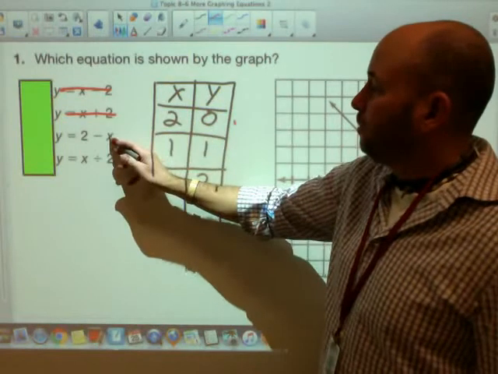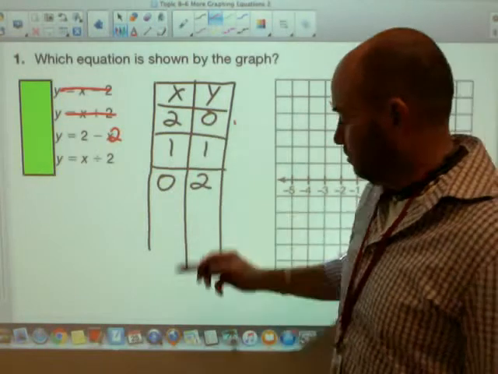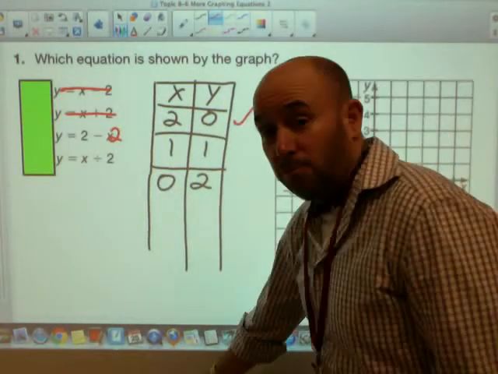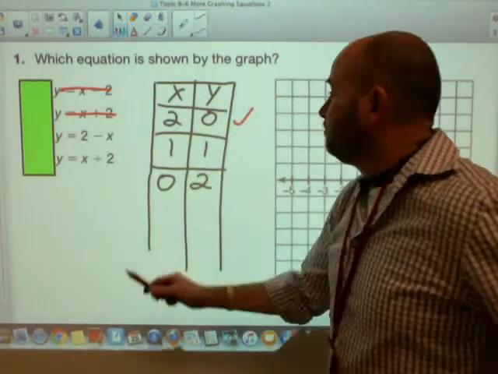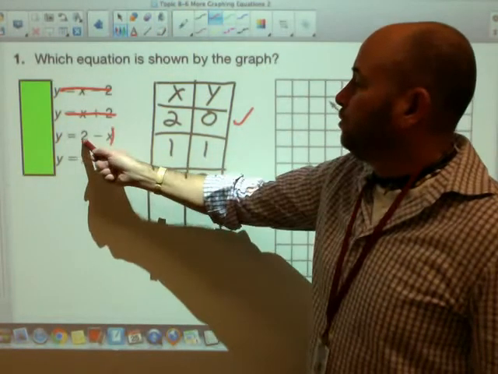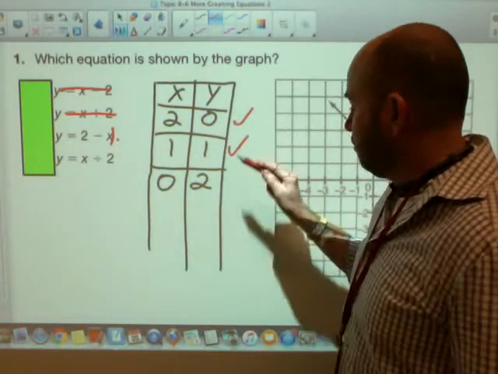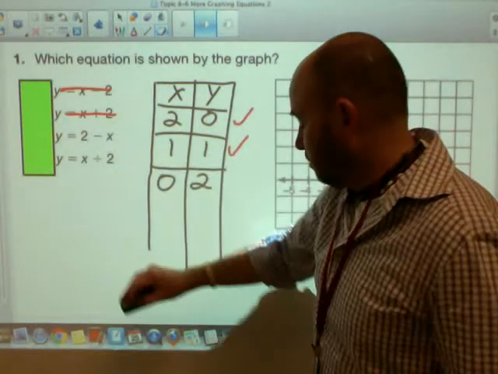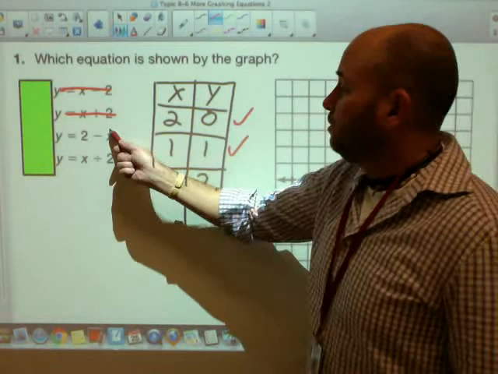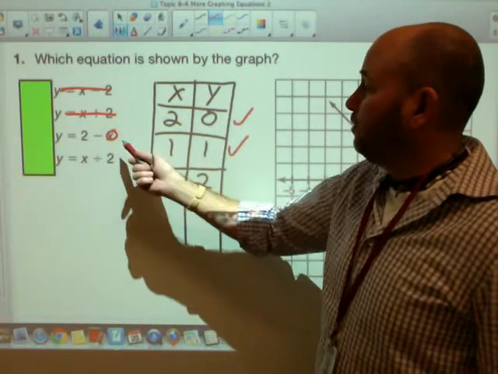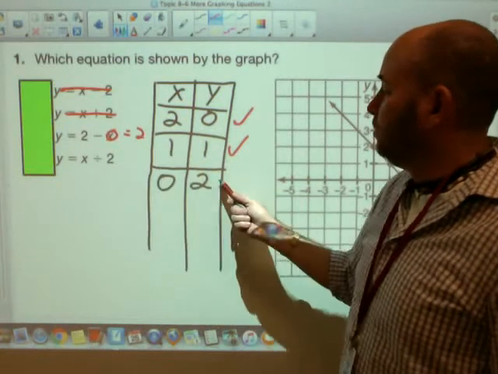I'm going to put my x value of 2 in there. 2 minus 2 equals 0. Okay, I've got that. That point works. So let's try the next value. 1. 2 minus 1 equals 1. That works. So far, we've got a working one. And on my third number, I should be able to get it to work. Plug in x value of 0. 2 minus 0 obviously equals 2, so that works.